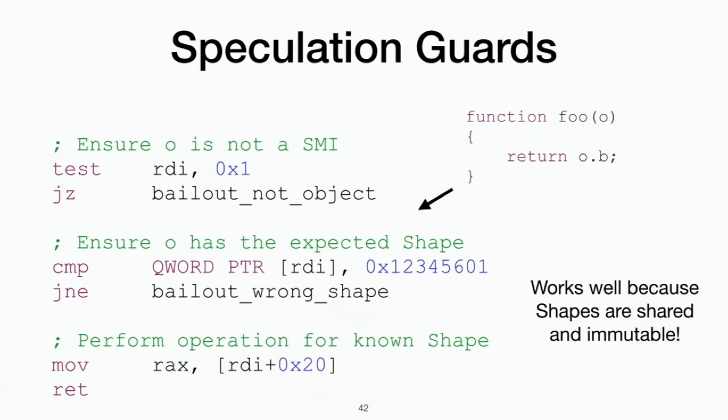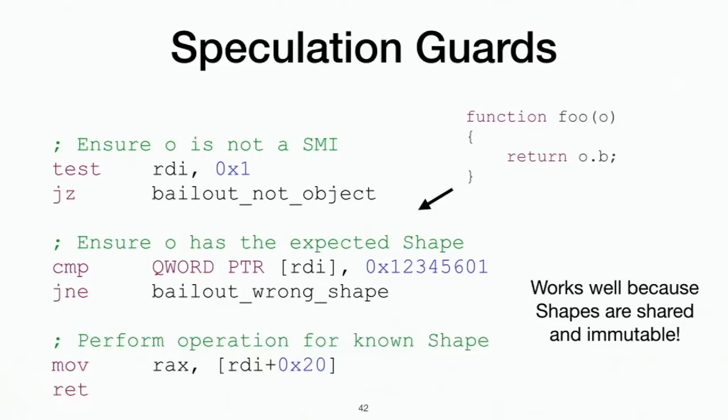So first, we have to make sure that O is not a SMI. So we need kind of the inverse SMI guard that makes sure it's an object, again checking the least significant bit. Then we have a shape guard that makes sure we have the expected shape. And at that point, if both of these guards run through, we have type information. We know the shape of this object, and we can just directly load this property from the object.